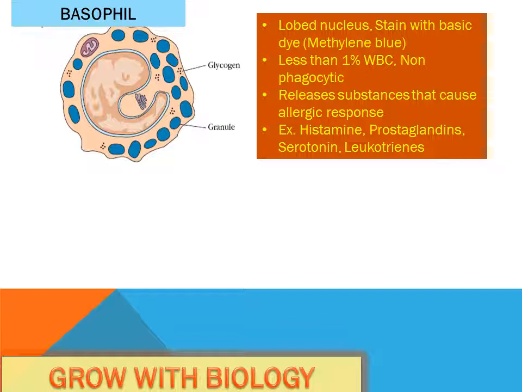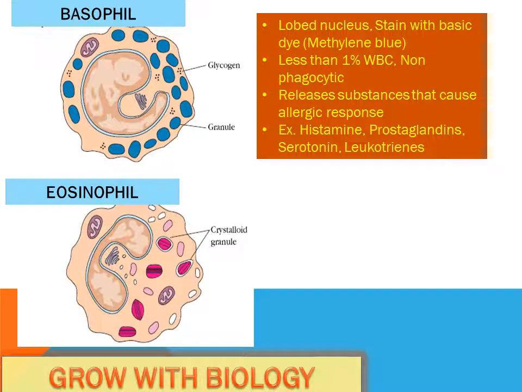Now how does this function? This will kill by releasing the allergic substances which are present in the granules, examples are histamines, prostaglandins, serotonin and leukotrienes. Next is eosinophil.